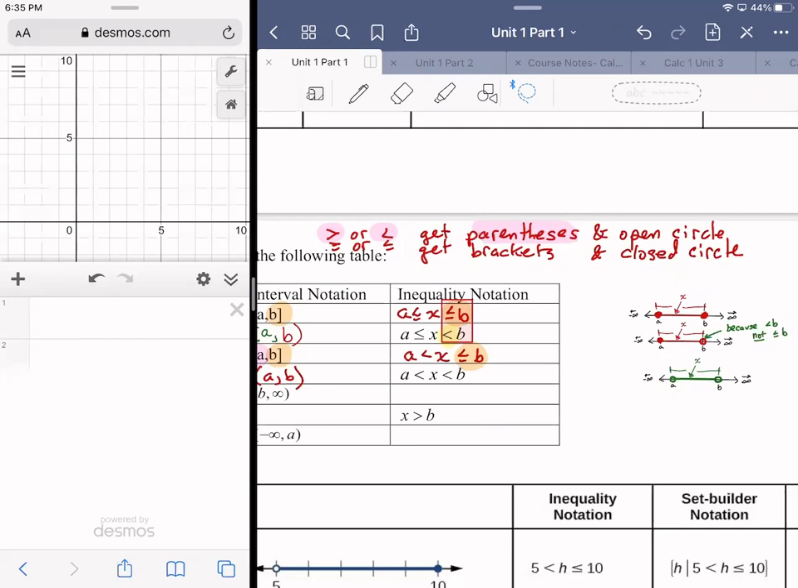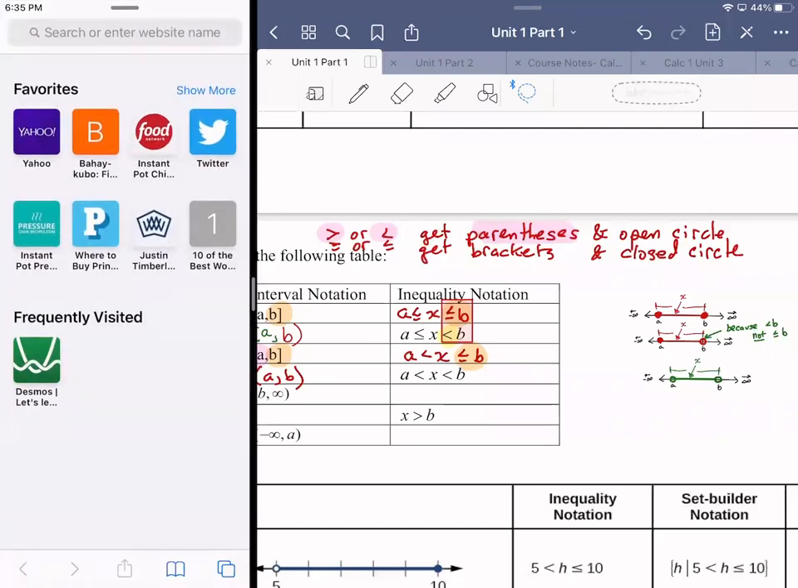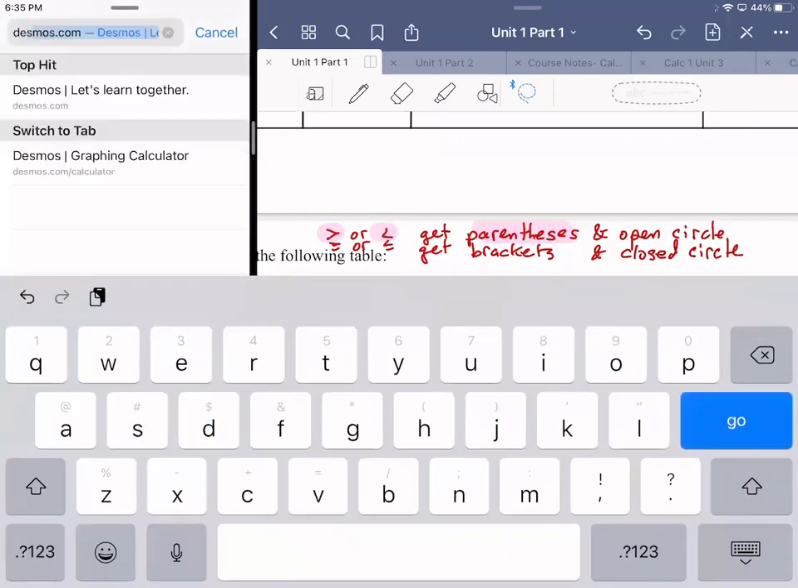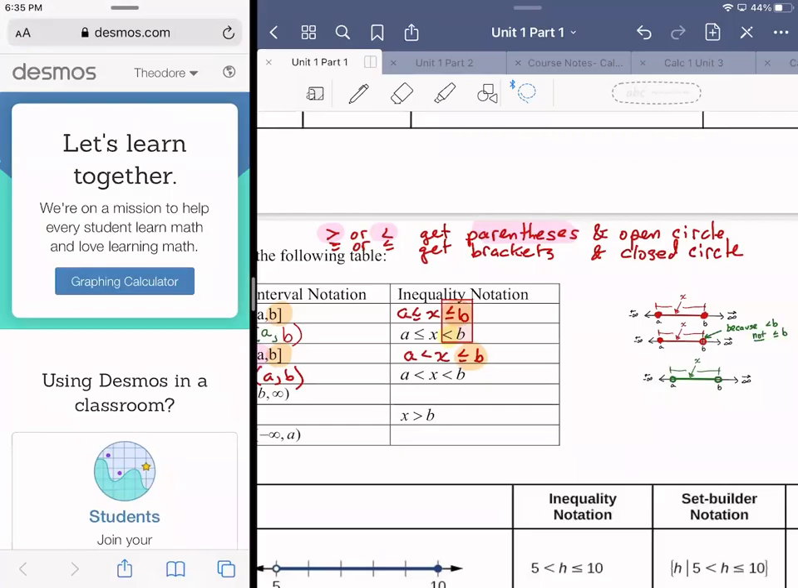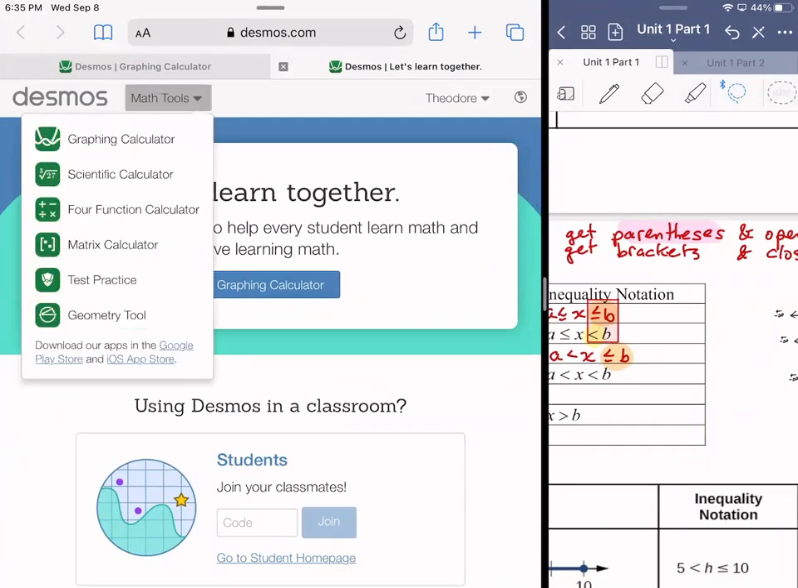So you go to desmos.com. You can see that at the top of the screen there, hopefully. Desmos.com, create an account. I'm going to show you really quickly. If you look at the full website, it looks something like this. You'll see graphing calculator as the main tab there. You'll also see math tools, graphing calculator, scientific calculator, and so on.